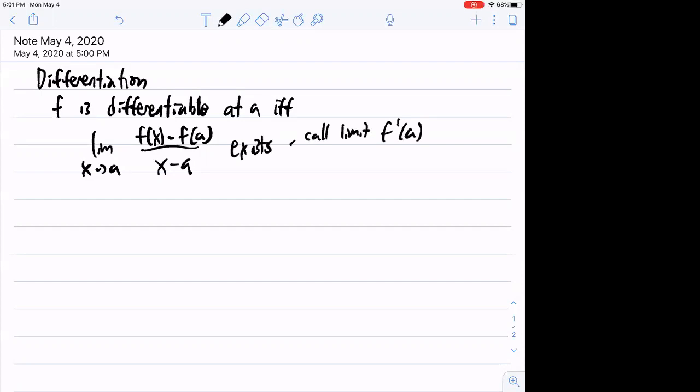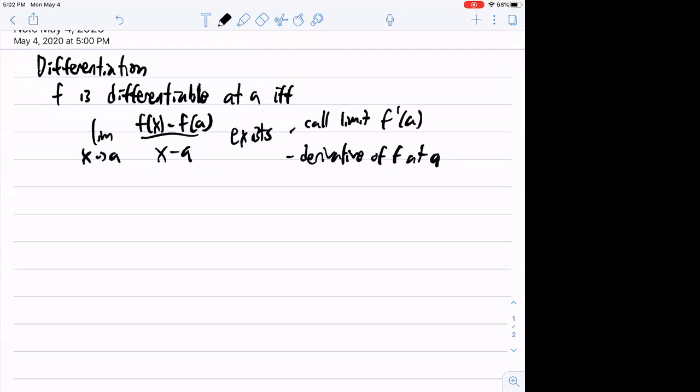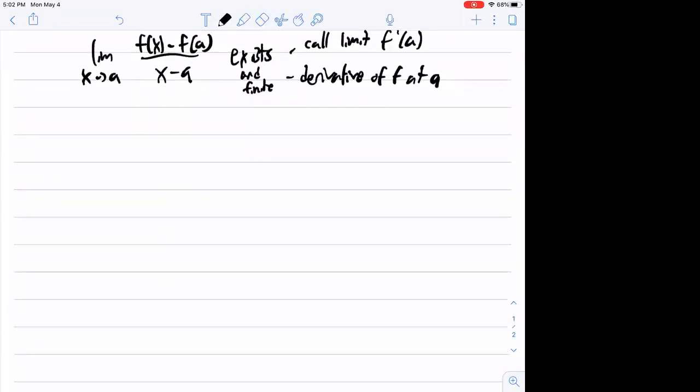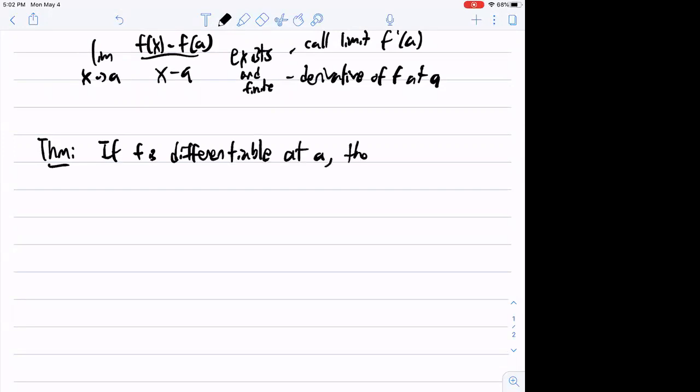So in words, it's the derivative of f at a. So, right, it exists and is finite, right? Exists and finite. So there's a theorem that basically says, okay, if f is differentiable at a, then f is continuous at a.